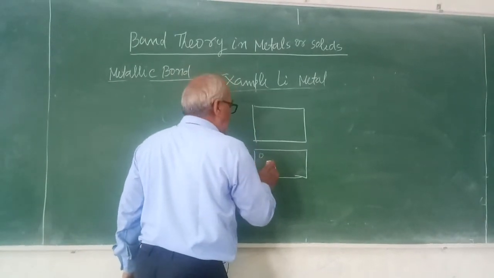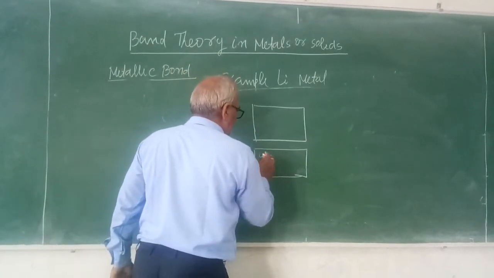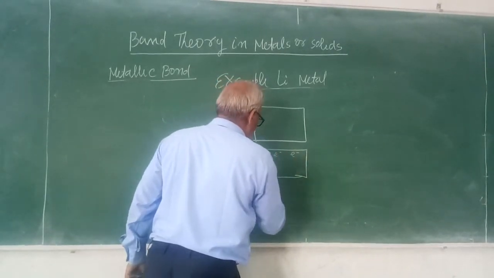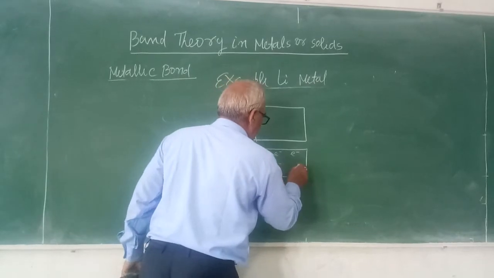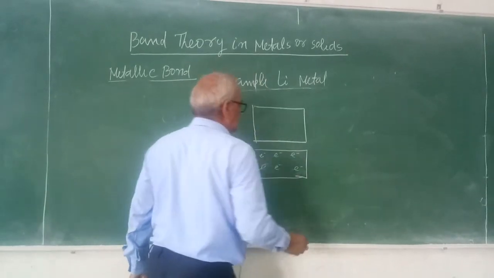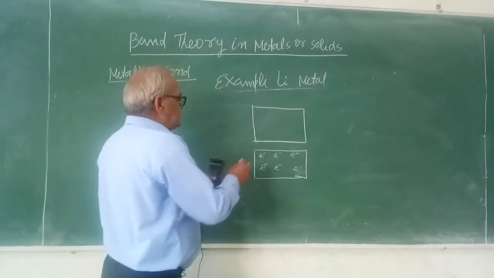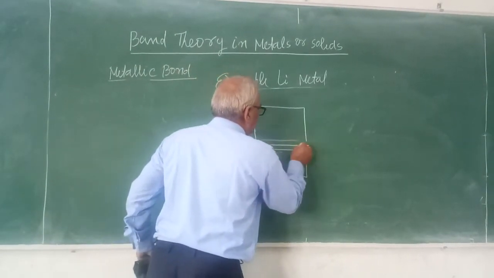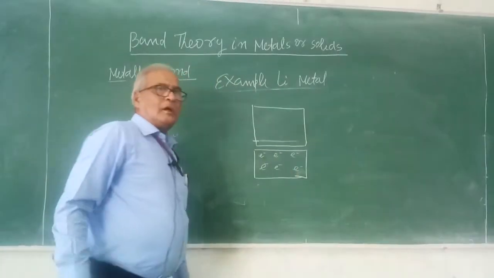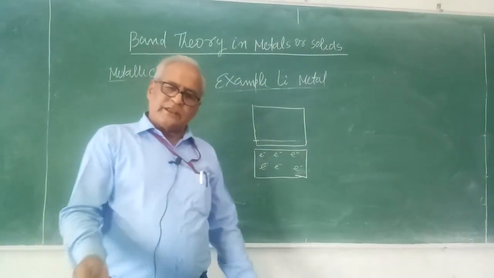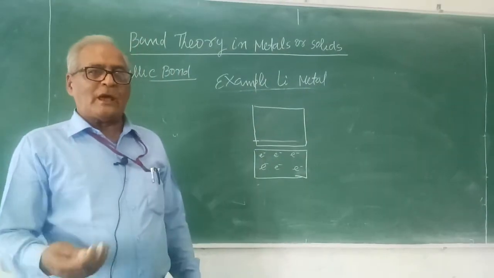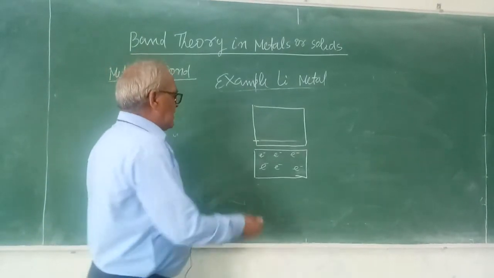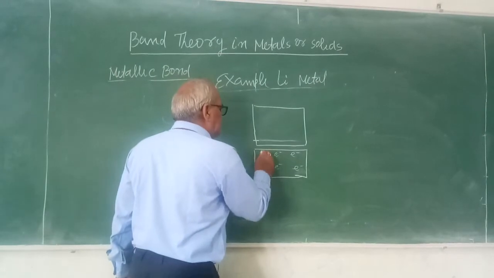This is the electron. Here, electron, like this. So if the energy gap is very small, what will happen? A small energy, even at room temperature, this electron can jump to this.